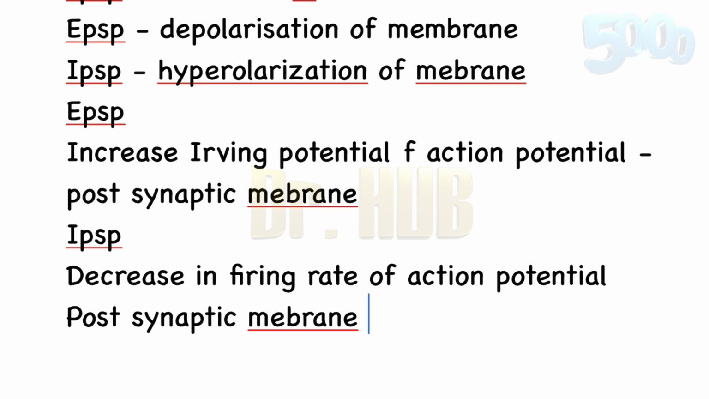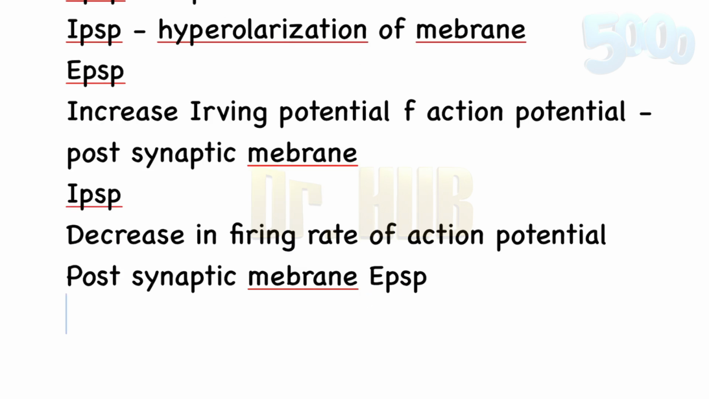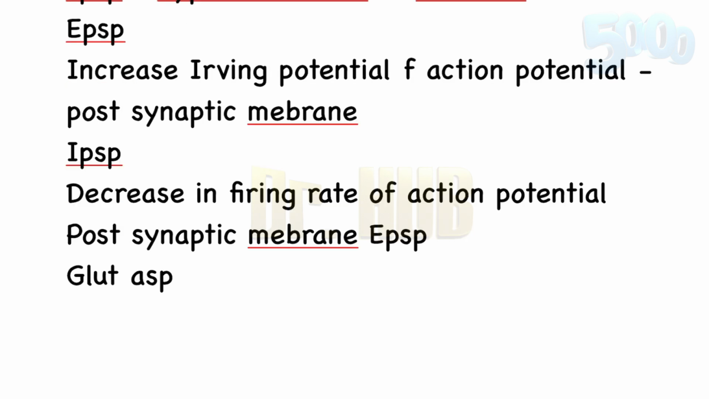Now EPSP, what are the neurotransmitters included? So EPSP includes the glutamate and the aspartate. Whereas in case of the IPSP, it includes the glycine and the GABA.